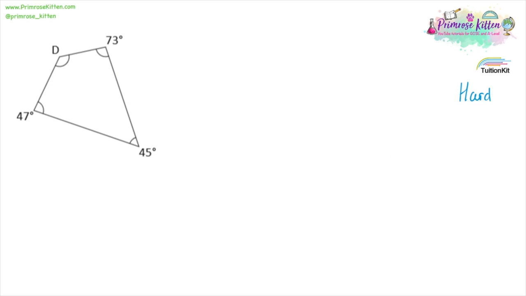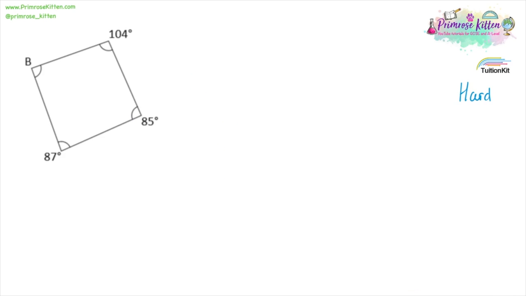Some slightly different numbers now. This is going to be a little bit harder for you to do in your head, but I would still really like you to try this without a calculator. So 360 minus 73 minus 47 minus 45 is going to give us 195.